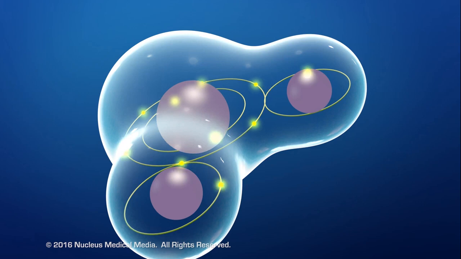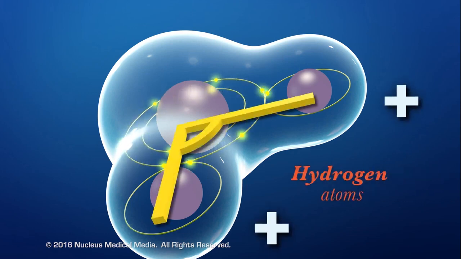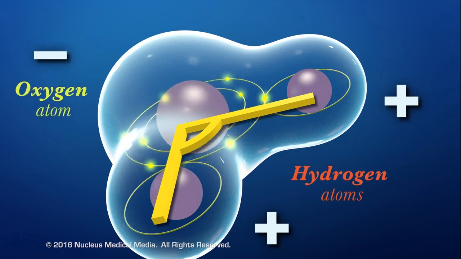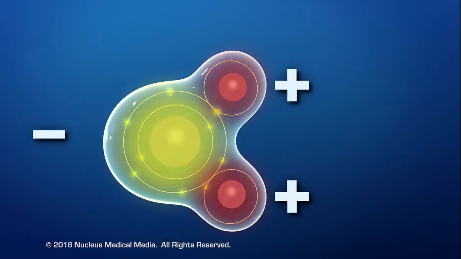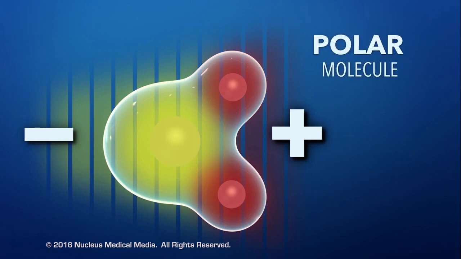And since a water molecule is angled or bent with both of the hydrogen atoms on one side and the oxygen atom on the other side, the molecule as a whole also has opposite poles and therefore is referred to as a polar molecule.